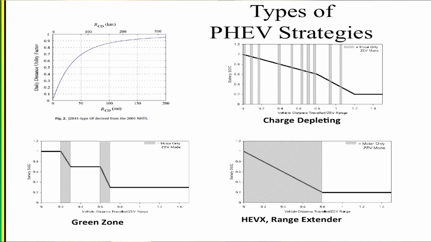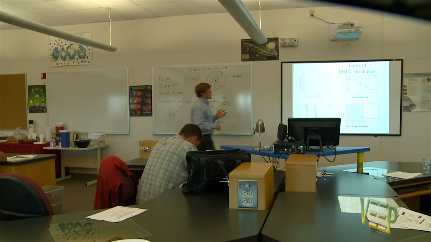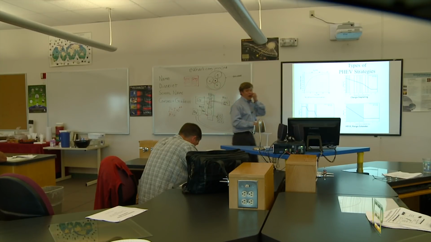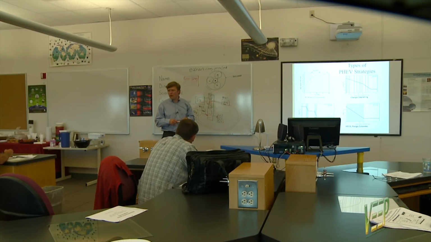Okay, so let's talk about an example like the Chevy Volt. Chevy Volt has about 40 miles of charge depleting range on it, right? You guys talked about that outside. You can plug it in the morning, it'll drive 40 miles, and after 40 miles, it'll start to turn on the engine. So this is a graph that's derived from statistics on how people drive, okay?